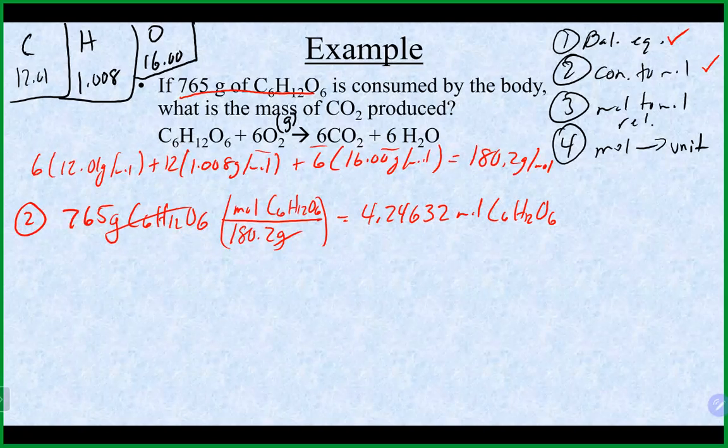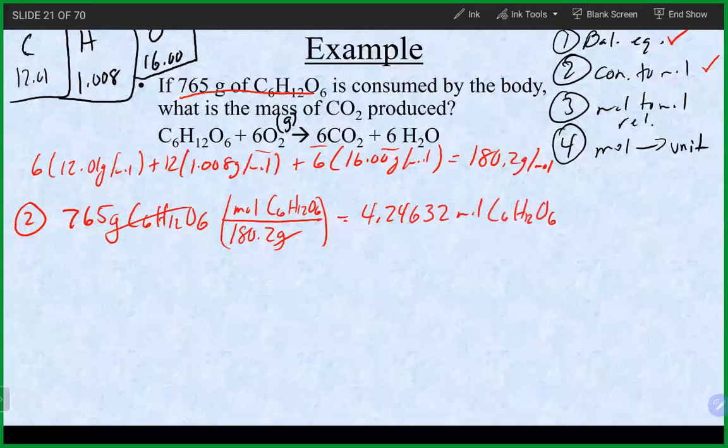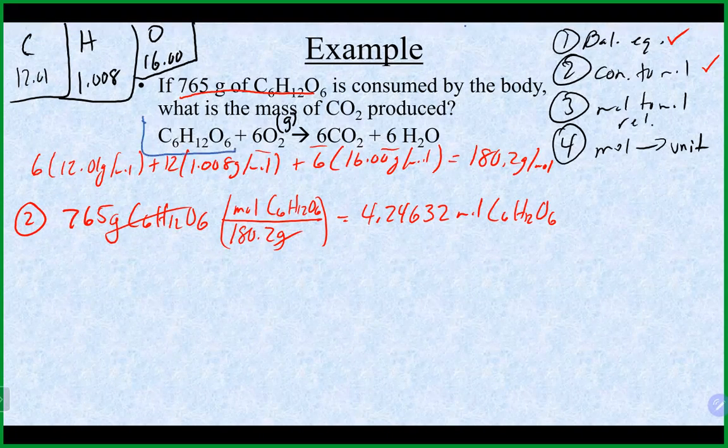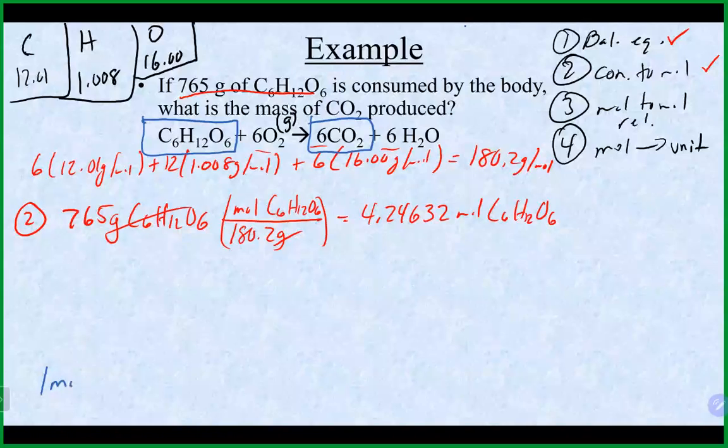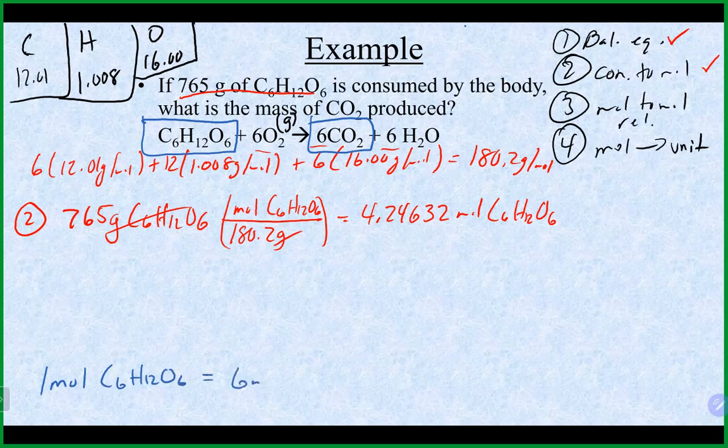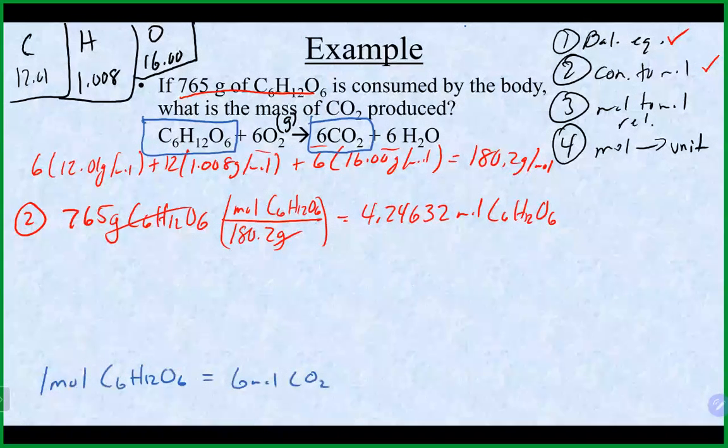The next thing I want to do is the stoichiometry part. Although we are given C6H12O6, we're not interested in that. We're actually interested in CO2. So going to the equation, we want the relationship between this guy and this guy. What we see from the equation is that for every 1 mole of C6H12O6, we produce 6 moles of CO2. That gives us 2 conversion factors that we could use. In this case, we want the C6H12O6 on the bottom.